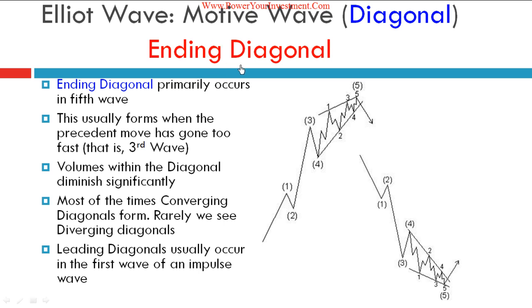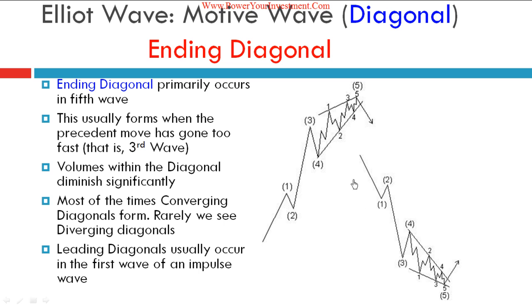What happens in an ending diagonal structure is that it primarily occurs in the fifth wave, hence the name ending. The other type of diagonal wave was the leading, which usually happens in the first wave. But the ending diagonal happens in the last wave, that is the fifth wave. The ending diagonal usually forms when we have a near vertical rise in the third wave. Look here. From wave 2 to wave 3, there's a near vertical rise. Similarly, from wave 2 to wave 3 here, there's a near vertical fall.